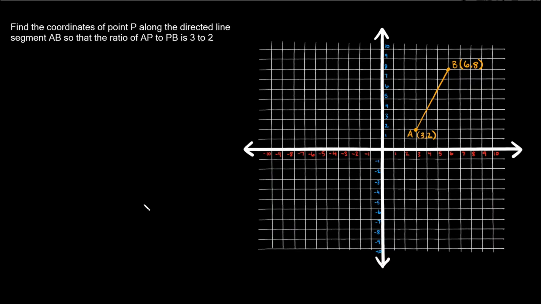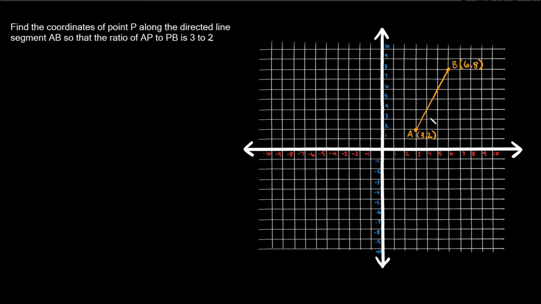So in this video, I'm going to teach you how to partition a directed line segment, all right? So this problem says right here, find the coordinates of point P along the directed line segment AB so that the ratio of AP to PB is 3:2. All right, what is this talking about?